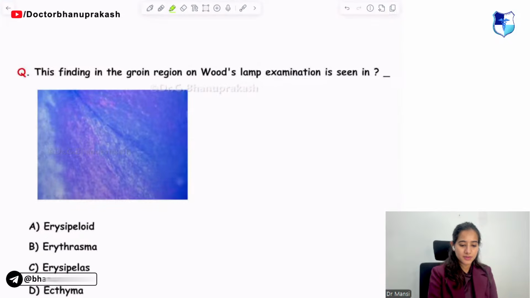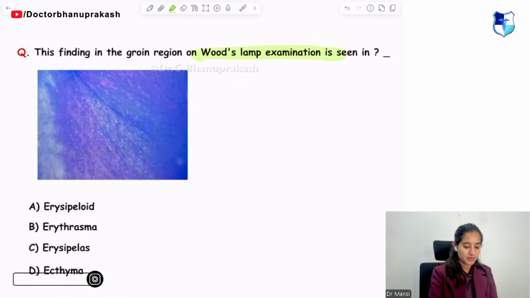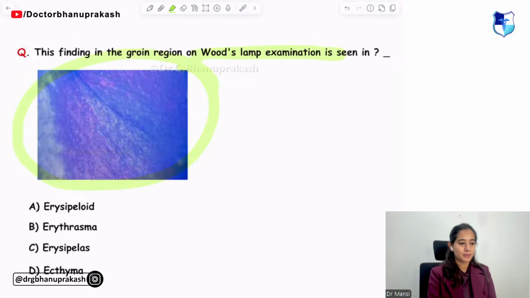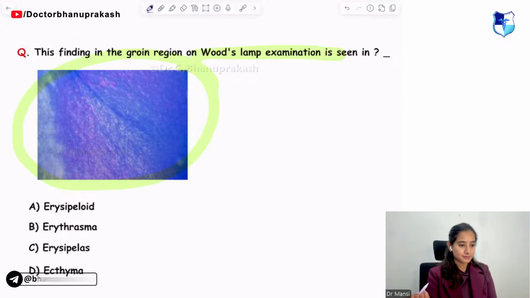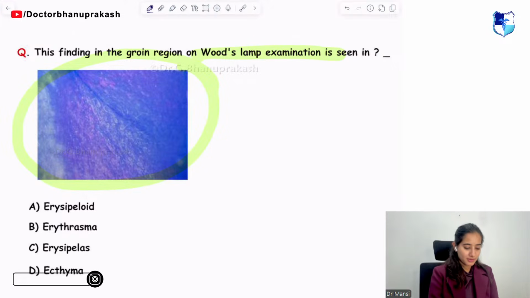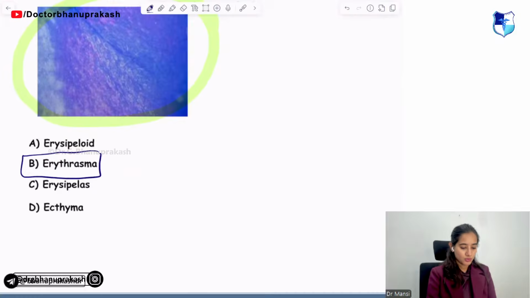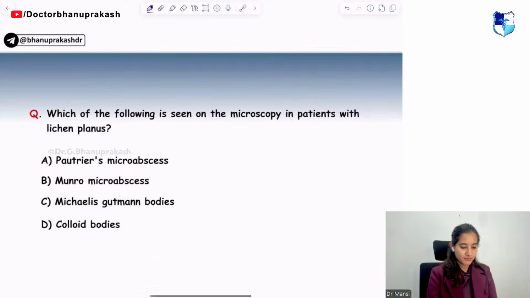This all of you have seen, right? Wood's lamp examination, this coral red appearance. What is it? Erythrasma, absolutely. So, this was a very easy question.